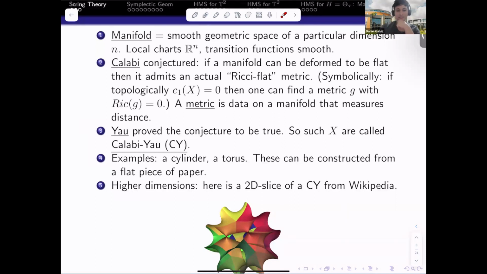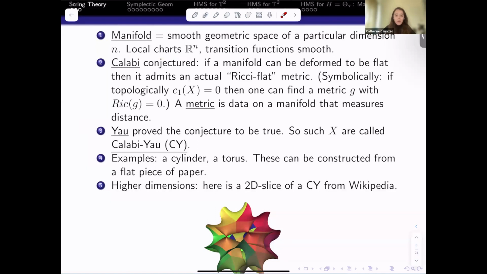Yes, it's fine. Okay. So a manifold, I understand you all got this earlier in the year. This is a way to quantify some different types of geometry. It's a smooth geometric space of a particular dimension n, the same n everywhere. You have local charts modeled on Rn, and your transition functions are smooth.